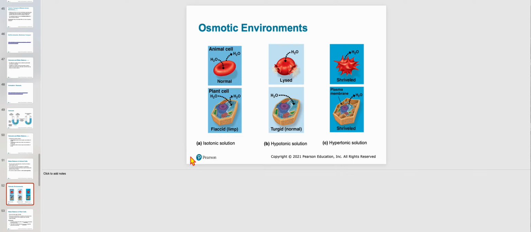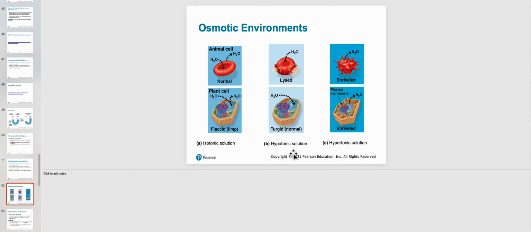Then, and again, that's isotonic for the plant. Then we have turgid. Turgid is when water is going in, but water's not coming out. Okay, so water is going in, and that's considered actually normal for the plant. So plants like to be in a state of hypotonic. That's why I said you need to learn the animal cell first, and then you go to the plant for the exception. So hypotonic is normal for the plant.